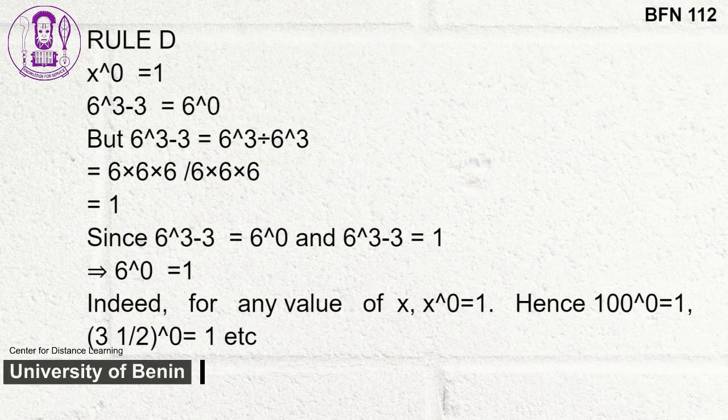Rule D. x to the power of 0 equals 1. 6 cubed minus 3 equals 6 to the power of 0, but 6 cubed minus 3 equals 6 cubed divided by 6 cubed, equals 6 times 6 times 6 all over 6 times 6 times 6, equals 1. Since 6 cubed minus 3 equals 6 to the power of 0 and 6 cubed minus 3 equals 1, 6 to the power of 0 equals 1. Indeed, for any value of x, x to the power of 0 equals 1. Hence 100 to the power of 0 equals 1, 1 over 2 in brackets to the power of 0 equals 1, etc.